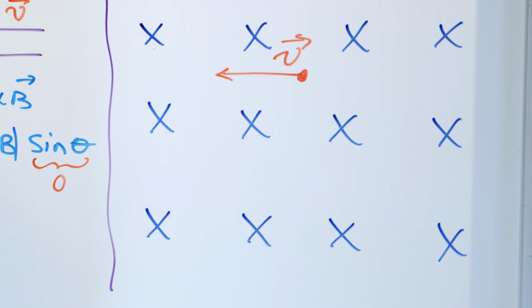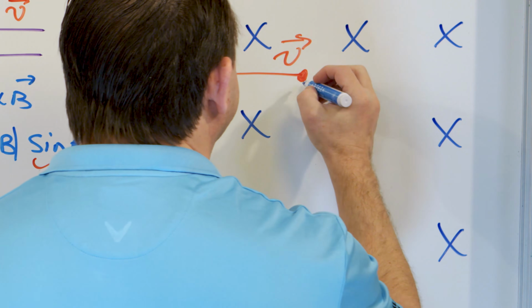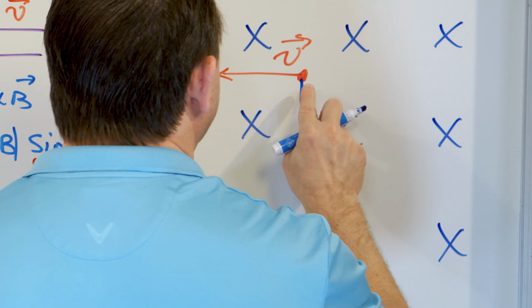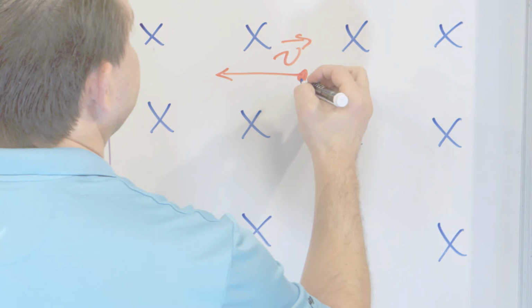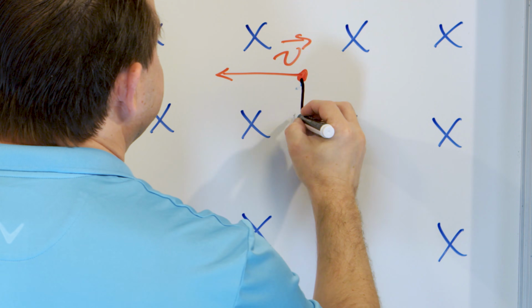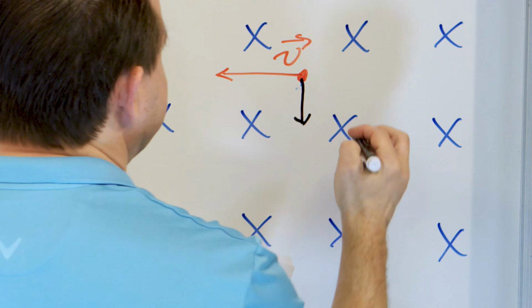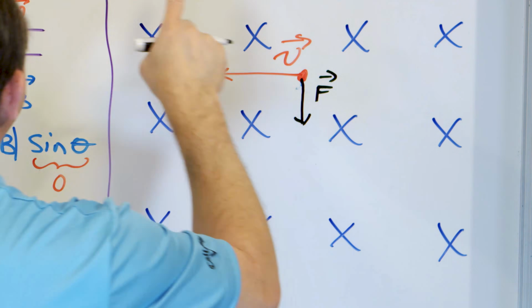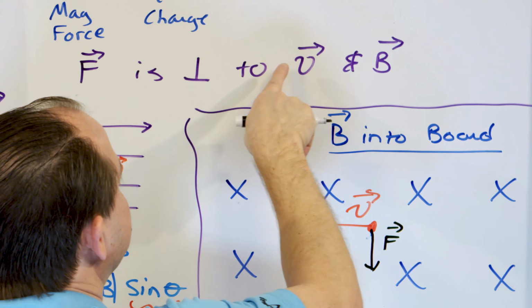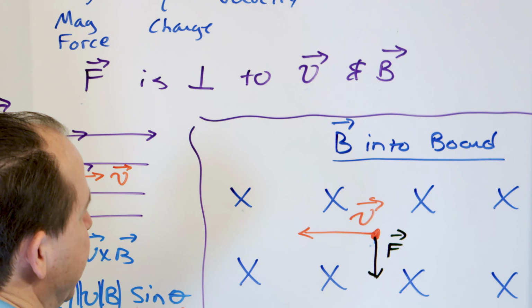The particle has a force acting down on it. I wish I didn't use blue. Here's my magical black pen. It means the force is acting down, perpendicular in this direction. Notice I said the magnetic force is perpendicular to the velocity of the particle and the magnetic field.